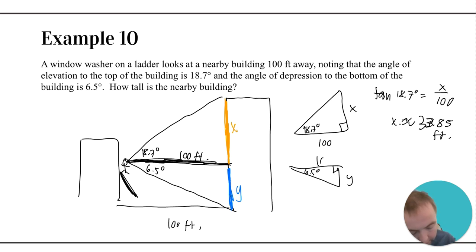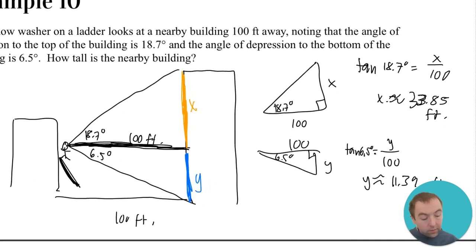And then with the other right triangle that we have, where this is a 6.5 degree angle, and knowing this is y and this is 100, it's the same tangent ratio, because y would be the opposite and 100 would be the adjacent to the 6.5 degree angle. So tangent of 6.5 degrees equals y over 100, and then multiplying by 100 to both sides gives you that y would be about 11.39 feet.